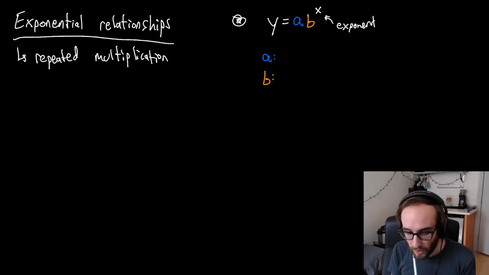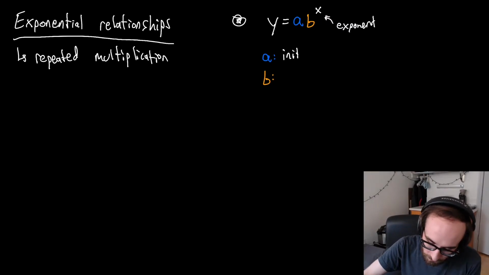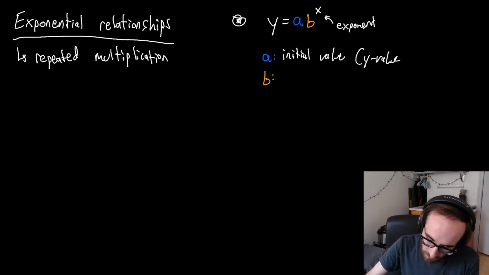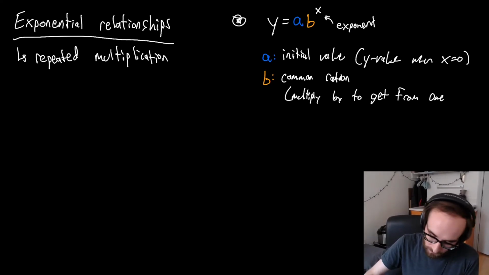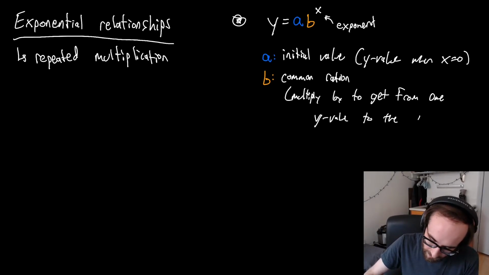If we look at our equation, y equals a times b to the x, a is what we call the initial value, so the y value when x equals 0. And then b is the common ratio. In other words, what we multiply by to get from one y value to the next y value.